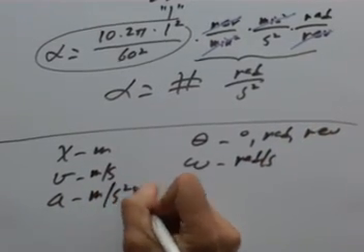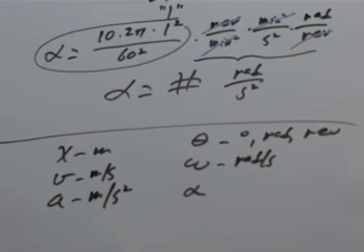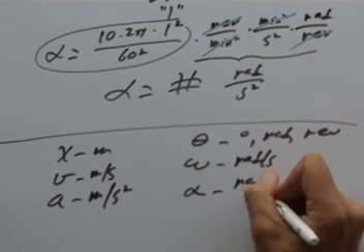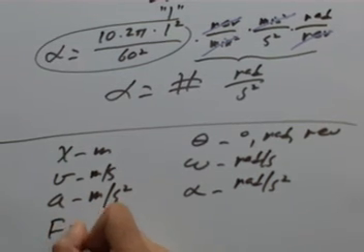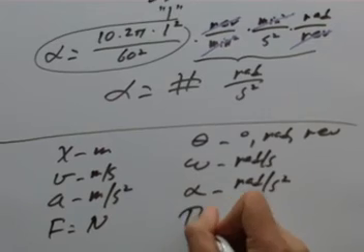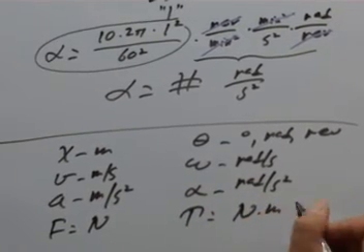Acceleration is in some length per time squared. Meters per second squared typically. Well, alpha then will be in radians per second squared. So that's the rundown for the whole thing. And also you have the F over here, which is in newtons. You have a torque over here, which is in a newton meter.